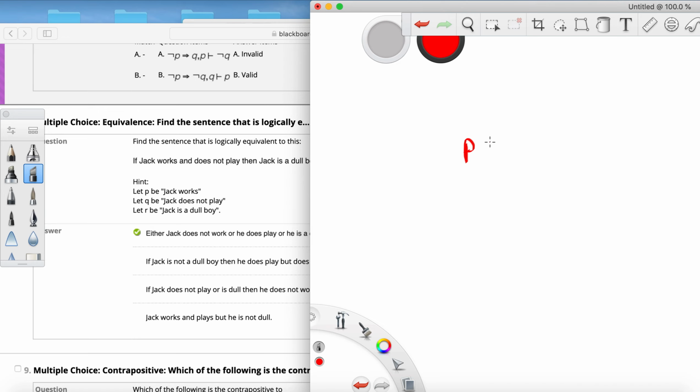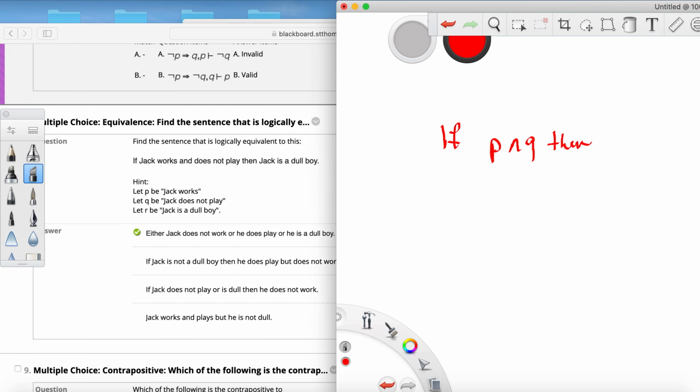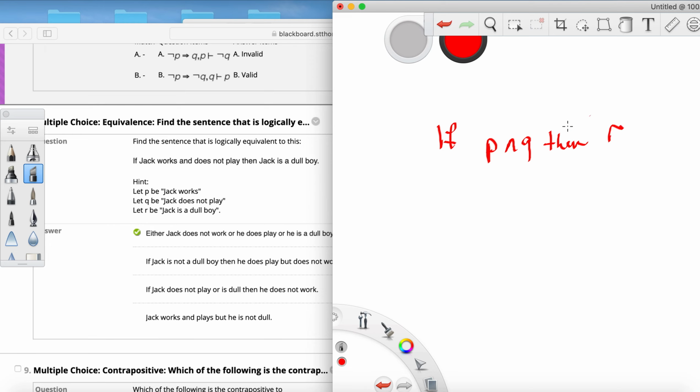Okay, so this of course comes, well, it's in the Shining, the reference, but it's actually before the Shining. So if Jack works and does not play, so P and Q, then Jack is a dull boy, then R. Or I could also write P and Q implies R. These are the same thing, okay?